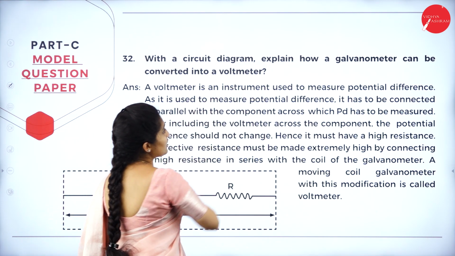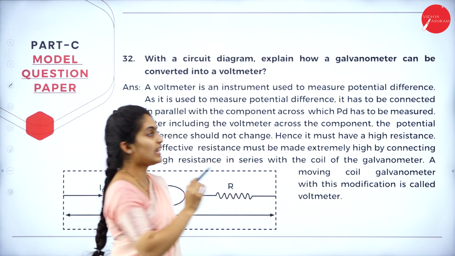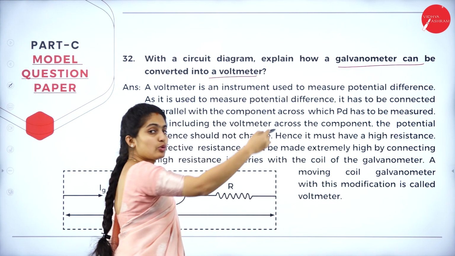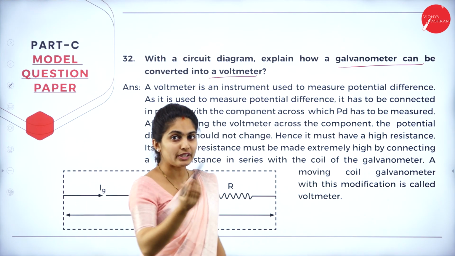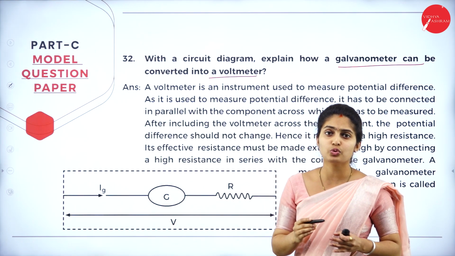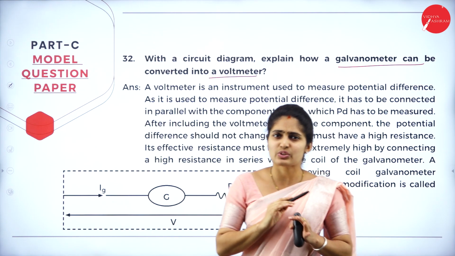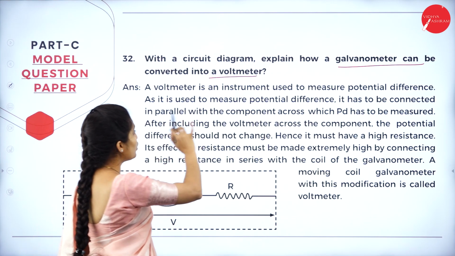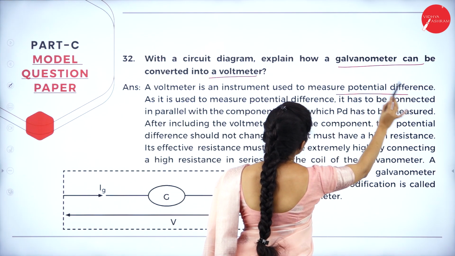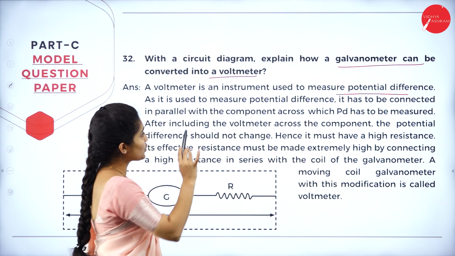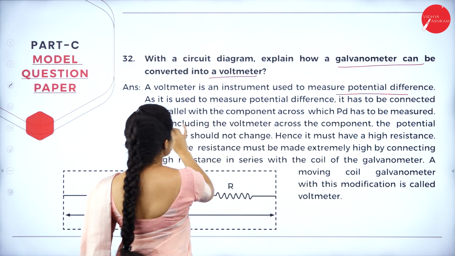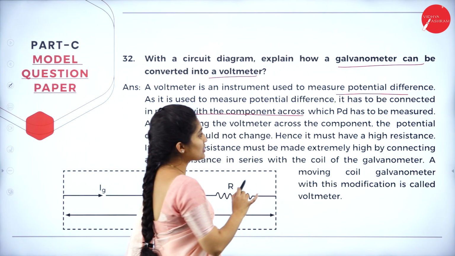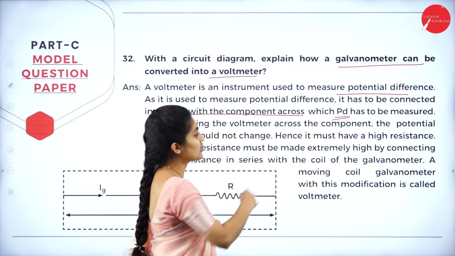Next is 32nd question. With a circuit diagram, we need to explain how a galvanometer can be converted into voltmeter, or else even the question will arise conversion of galvanometer to ammeter. Either of the two question is very much important. So it's very easy. First of all, you will have to draw a diagram. Okay. So the voltmeter is the one which is used to measure the potential difference. As it is used to measure the potential difference, it should be connected in parallel with the component across which the PD, that is its potential, has to be measured.